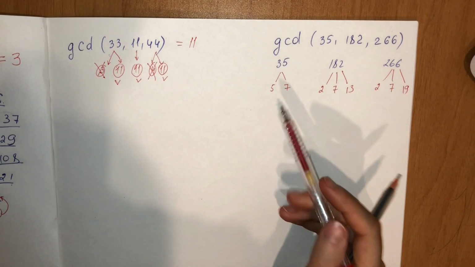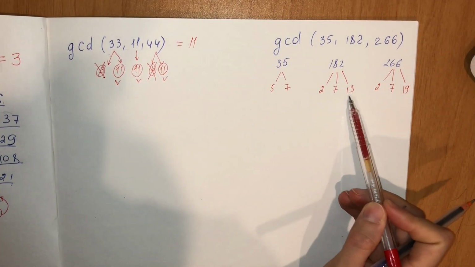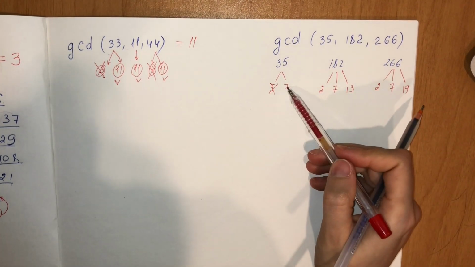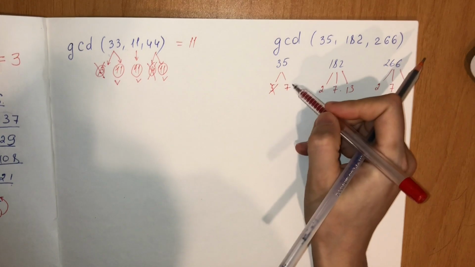So let's find out. 5 here, no 5, no 5. So 5 is not included. 7, 7, 7.